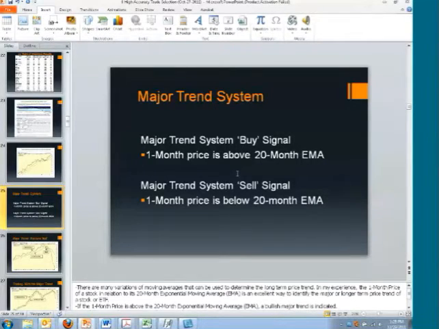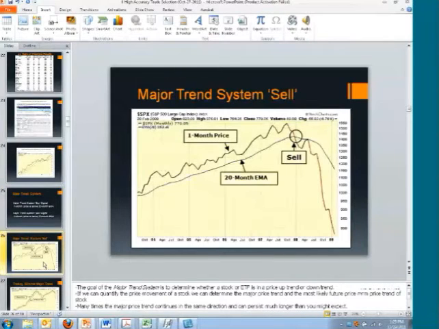With the major trend system, we take a look at the 1-month price of a stock in relation to its 20-month exponential moving average. And the stock will be on a buy signal if that 1-month price, which is the shorter term period, is above the 20-month EMA. And a stock will be on a sell signal if the 1-month price is below the 20-month EMA. And here's what that looks like.